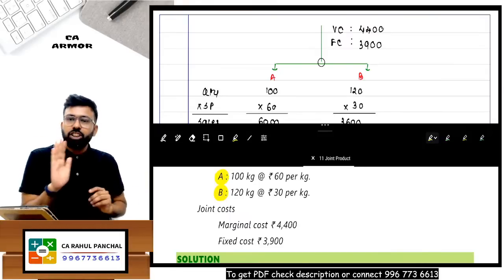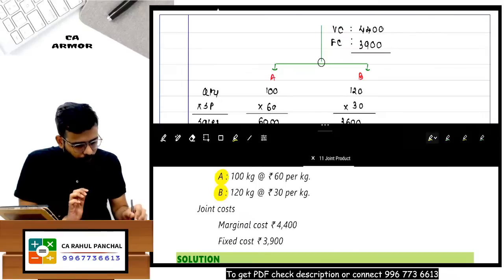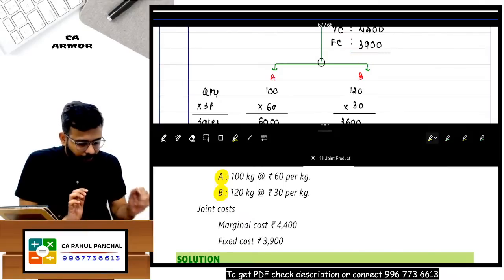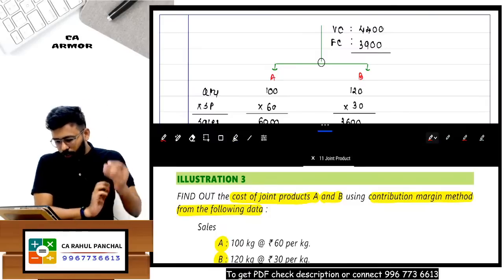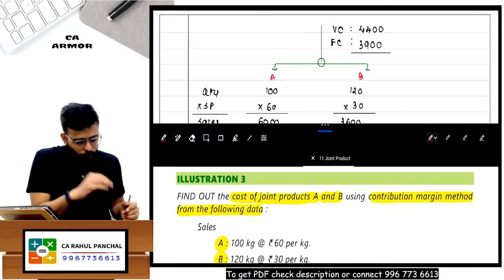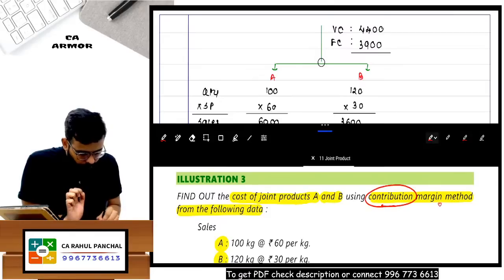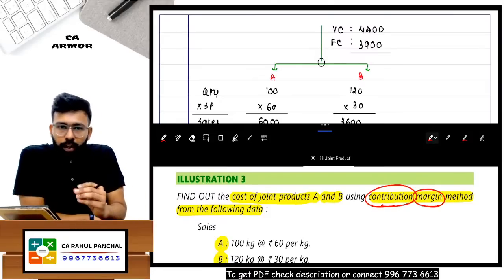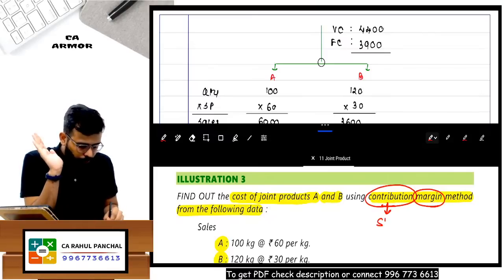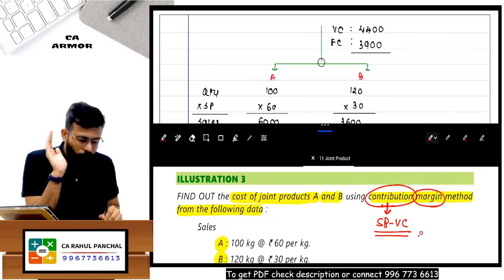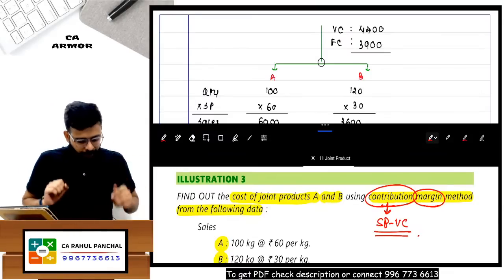Now the question arises. Generally what we used to do, we would take the total and then divide, but this time it is mentioned in the question that when you allocate the joint cost, you will have to follow the contribution margin method. What is contribution? Contribution means sales price minus variable cost.